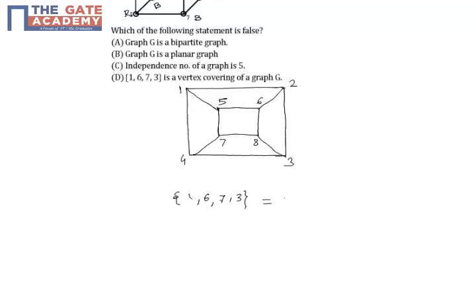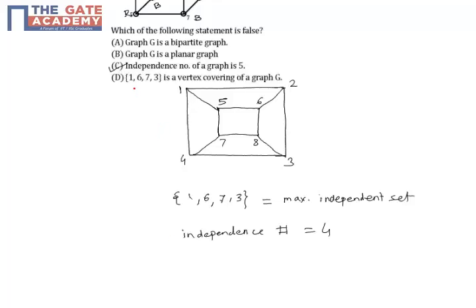So this is also a maximum independent set, and its size is 4. So the independence number of this graph is 4. Hence this statement is false. So the correct answer to this question is option C.